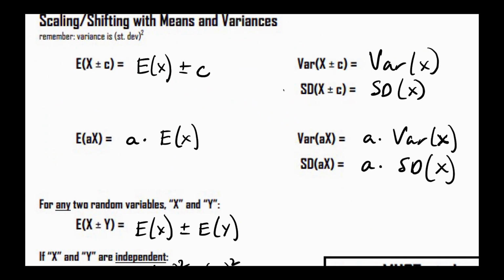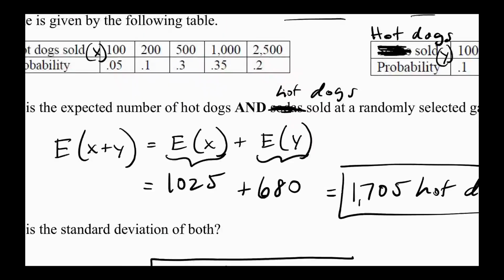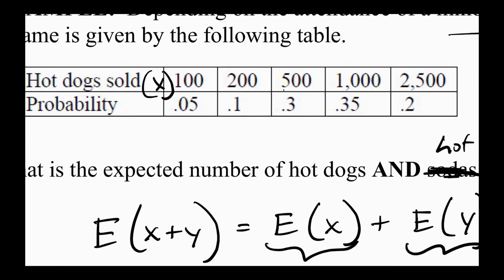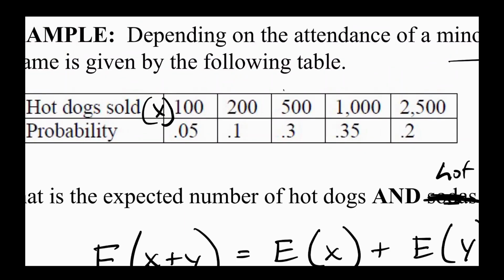The second one is if I multiply it by what's called a scalar, multiply it by a number. So for example, I take all of these numbers here and I say, all right, I'm going to double each of them. So the first one's 200, the next one's 400, the next one's 1,000, the next one's 2,000, the last one's 5,000. If I double them, the mean is going to double as well. Okay, so the mean, instead of being 1,025 for the first table, is going to be 2,050.